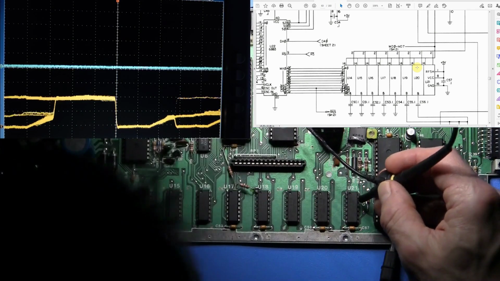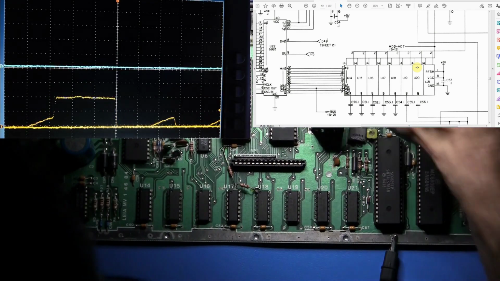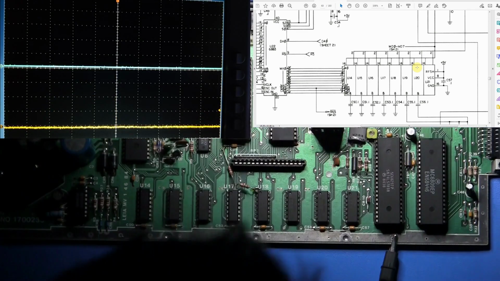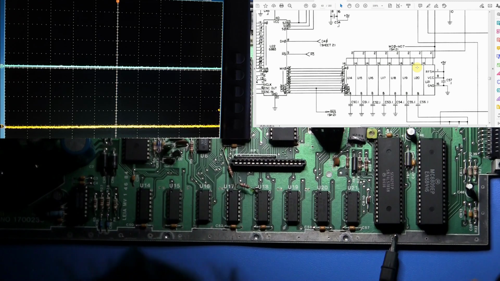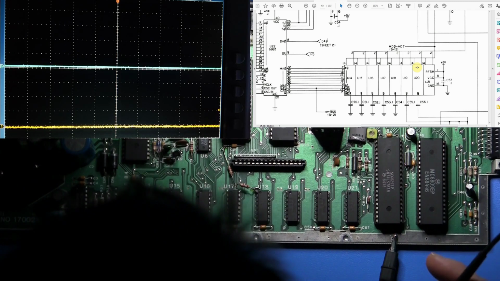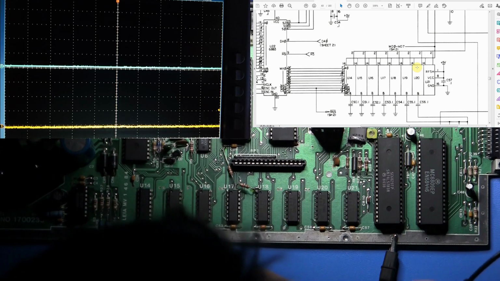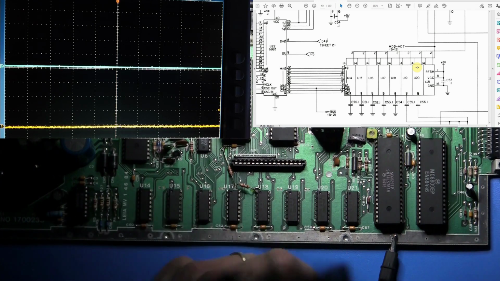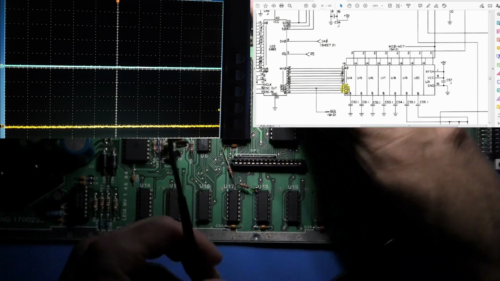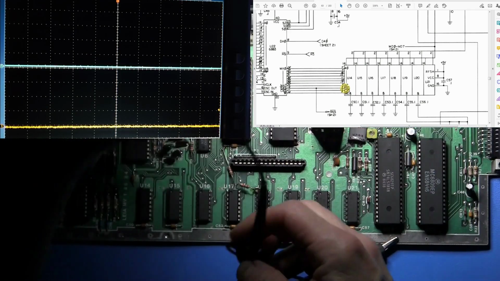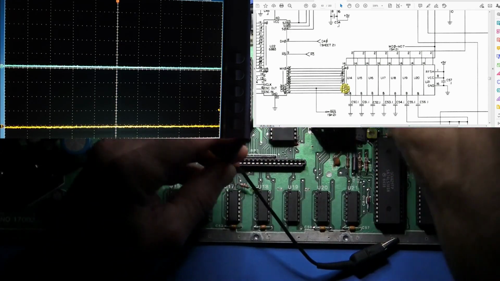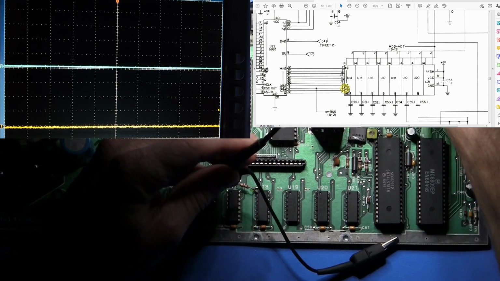Okay, let's do this. So when the RAM is selected, there's going to be a RAS signal first, or a row select, followed by a column select. And when the column select goes active low, then we should get RAM output. So column select is pin 15. Okay, and it's sent to all 8 of the RAM chips. So pin 15 is the same for all of them.